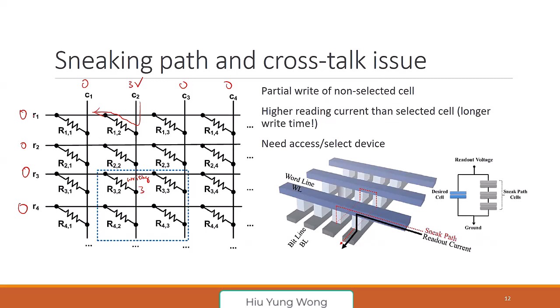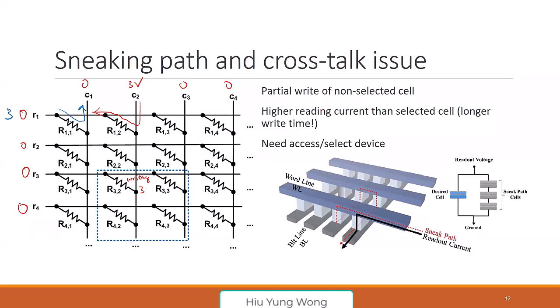So there will be a problem of how we are going to address a cell, because you see clearly that I have another cell being written. Of course, then you may say, well, what if I put 3 volts here? Then it looks like this part is okay. But then how about this cell? I'm writing this cell again, or erasing this cell. So this is the problem we need to think about. We call it the sneak path or crosstalk issue.